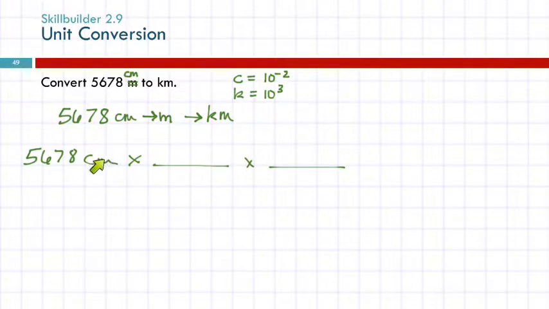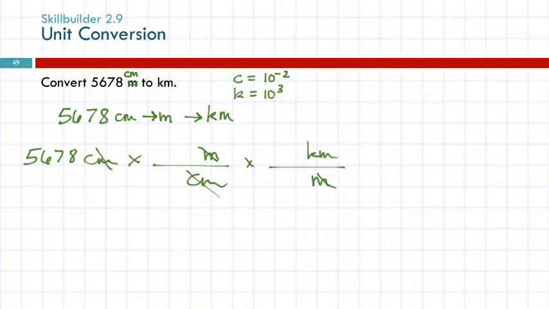I'm going to write those here. Centimeters to meters to kilometers. Just copying down what I did. Now I'm going to take this unit that I want to go away and put it in the denominator. Put centimeter down there so the centimeters cancel out, and put meter down here because I want the meters to cancel out. Okay? It's a pattern.